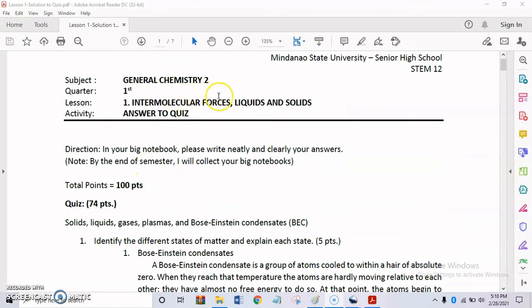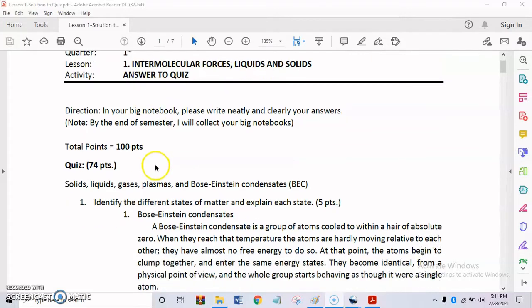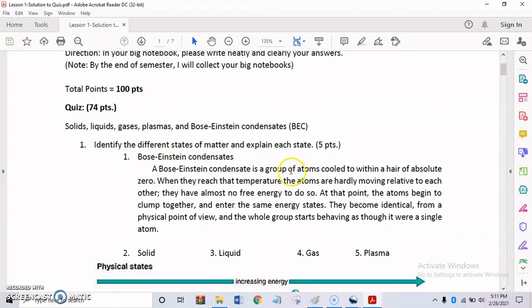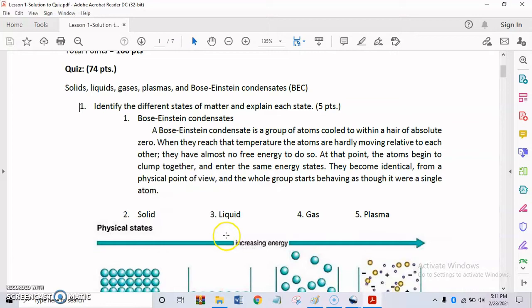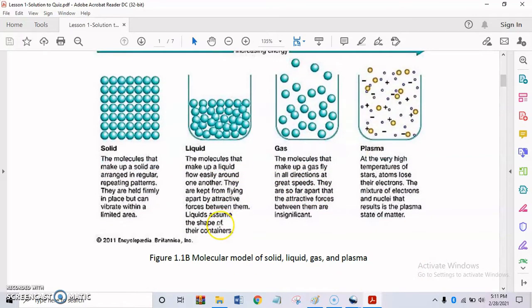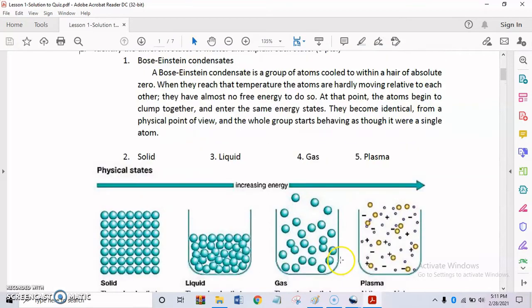Let us answer Intermolecular Forces, Liquids and Solids, Lesson 1 Quiz, and it consists of 74 points. Identify the different states of matter and explain each state. So, hindi ko na-explain si solid, liquid, and gas kasi kung tinignan ninyo yung lesson natin, nandun lang itong figure 1.1b, molecular model of solid, liquid, gas, and plasma.